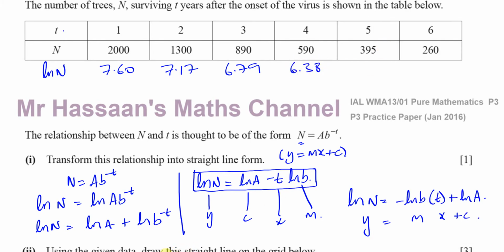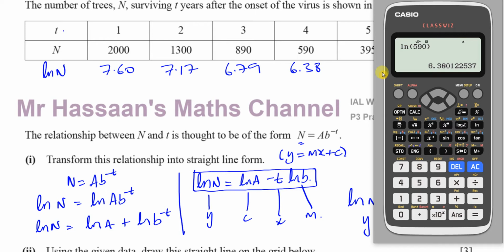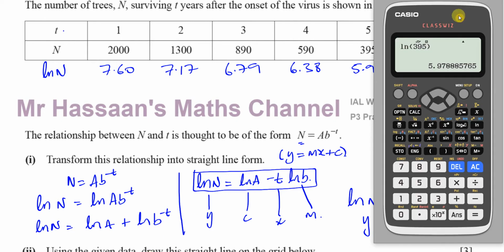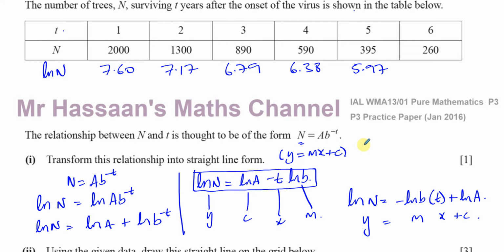And the ln of 395 gives me 5.97. And the ln of 260 gives me 5.56. Okay, so we now have our table of ln n and of t.